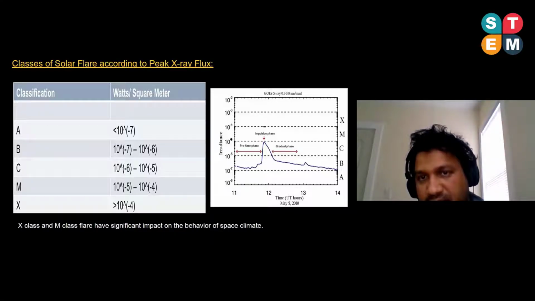If you see the plot on the right-hand side, the y-axis is solar irradiance and the x-axis is time. See how in the flare phase, or impulsive phase, the solar irradiance increases. M class and X class flares are highly impactful. So we focus here on distinguishing or predicting these X and M class flares from the others.